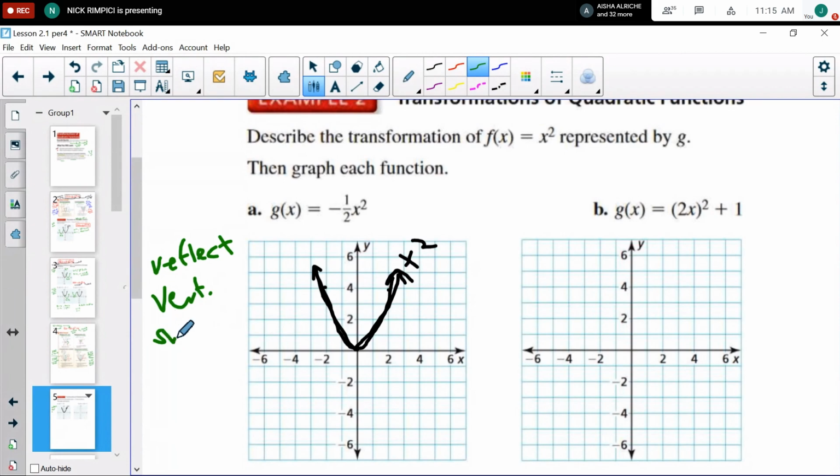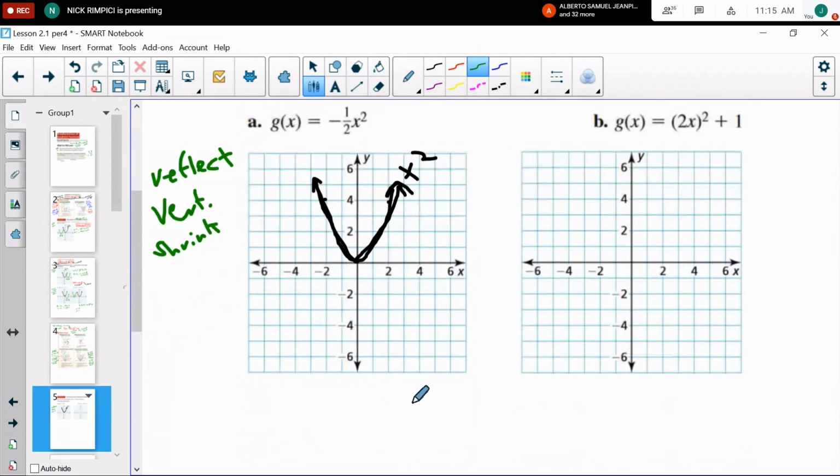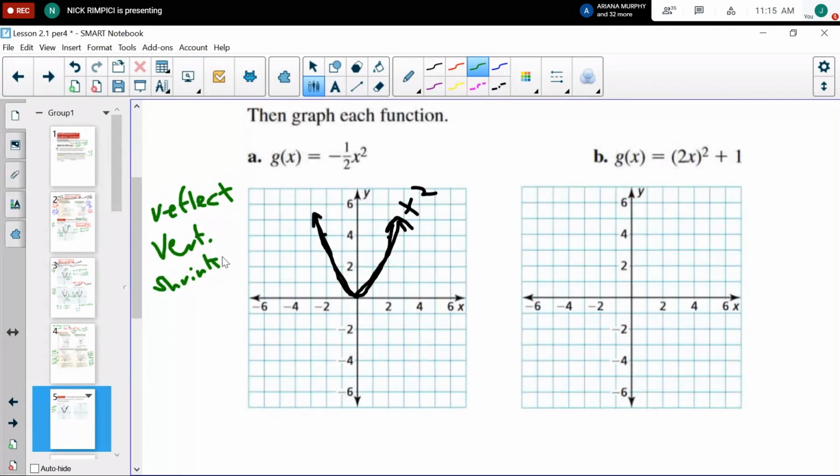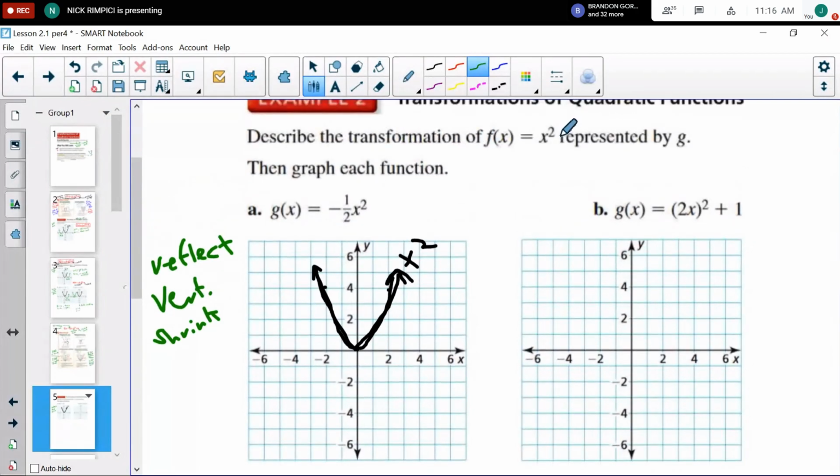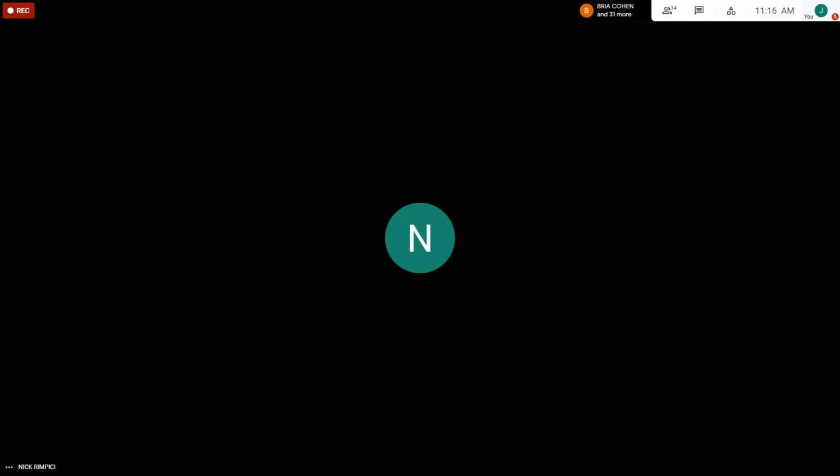Let's see if this is the case. And I'm going to write my actual answer underneath the problem after I graph it. So we're predicting here, which is great. I love predicting. We're predicting a reflection and a vertical shrink. Let's see if this prediction is correct. Okay. So I have to plot negative 1/2 x squared, and the parent function too. So x squared and negative 1/2 x squared. So let's do that.